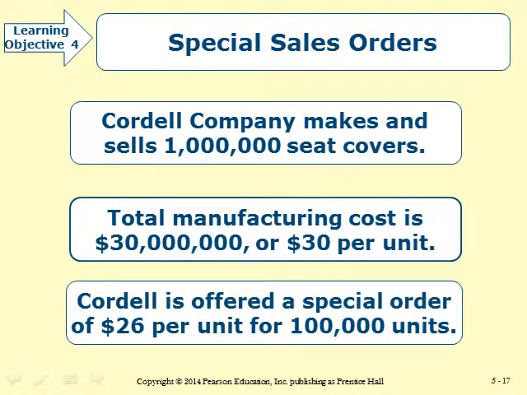Before considering more general approaches to pricing, it's helpful to examine how a manager might approach a specific pricing decision, whether to accept a proposed price for a special sales order. Should Cordell sell the 100,000 seat covers for the price of $26 apiece, versus the usual $30 per unit to manufacture the product? On the surface, it says, well, we shouldn't. It costs us $30, and we can only sell them under this special order for $26 per unit. So should we accept it or not?